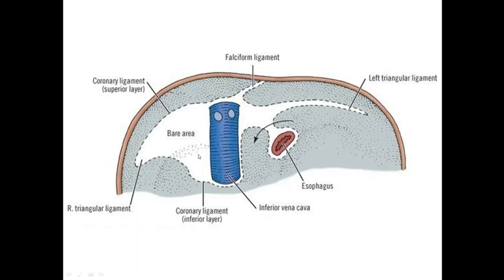This is one diagram given in your books showing you the bare area of liver. Here lies the inferior vena cava. This is the coronary layer or the superior layer. Here again is the coronary layer or ligament, the inferior layer, and together they form the right triangular ligament on the right side. On the left side it forms a left triangular ligament, and here on the anterior surface it forms the falciform ligament, which we saw on the anterior surface of the liver.